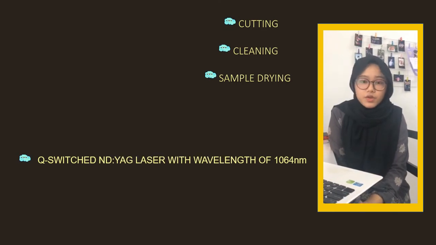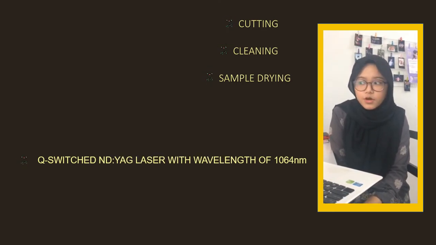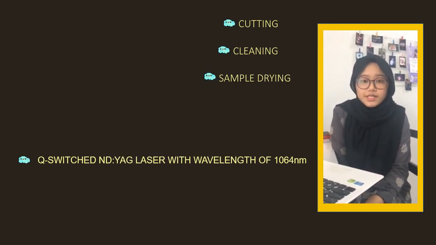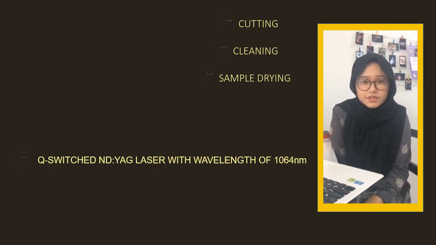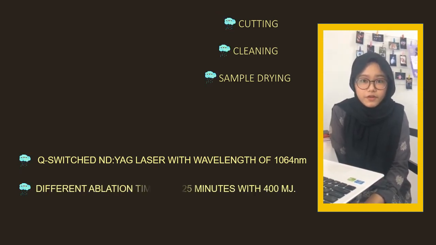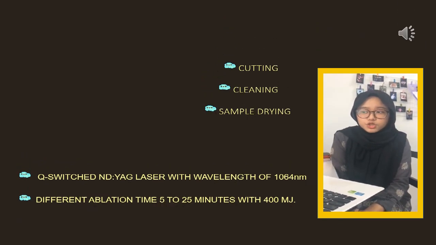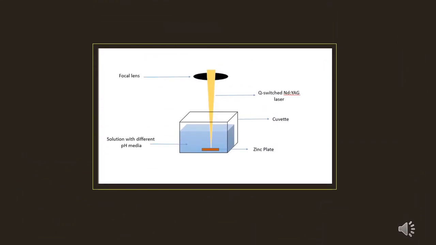For the second stage, Q-switch Nd:YAG laser with wavelength of 1064 nm will be used for laser ablation. The experiment will be carried out in different pH solution with the different ablation time from 5 to 25 minutes with 400 millijoule. As you can see here, this is the figure of the experimental setup.